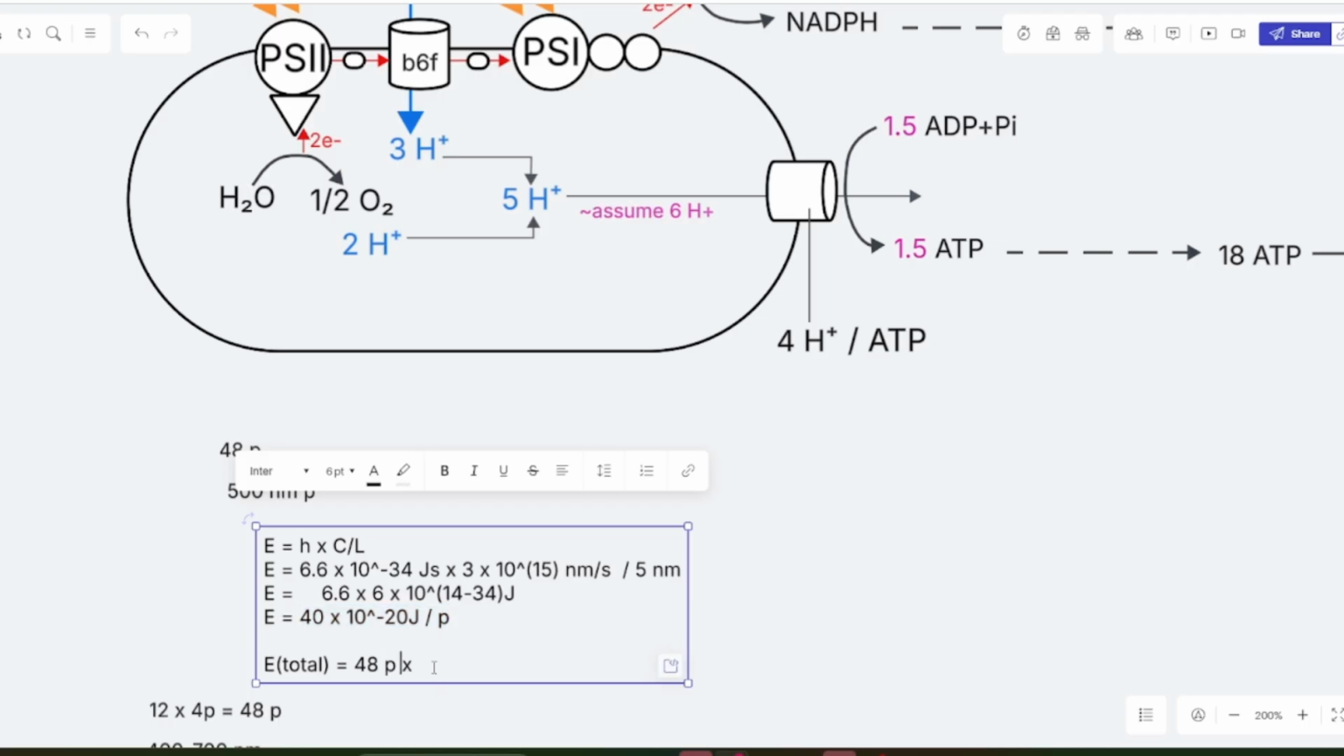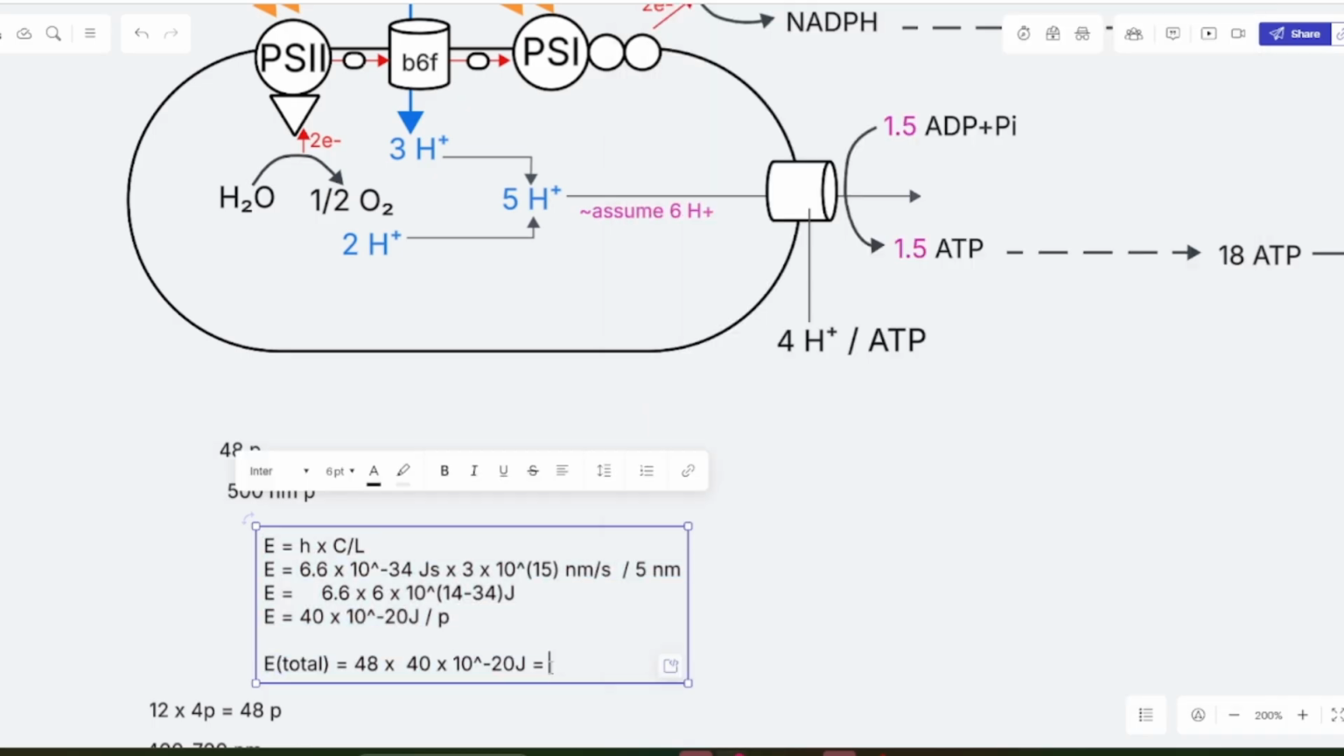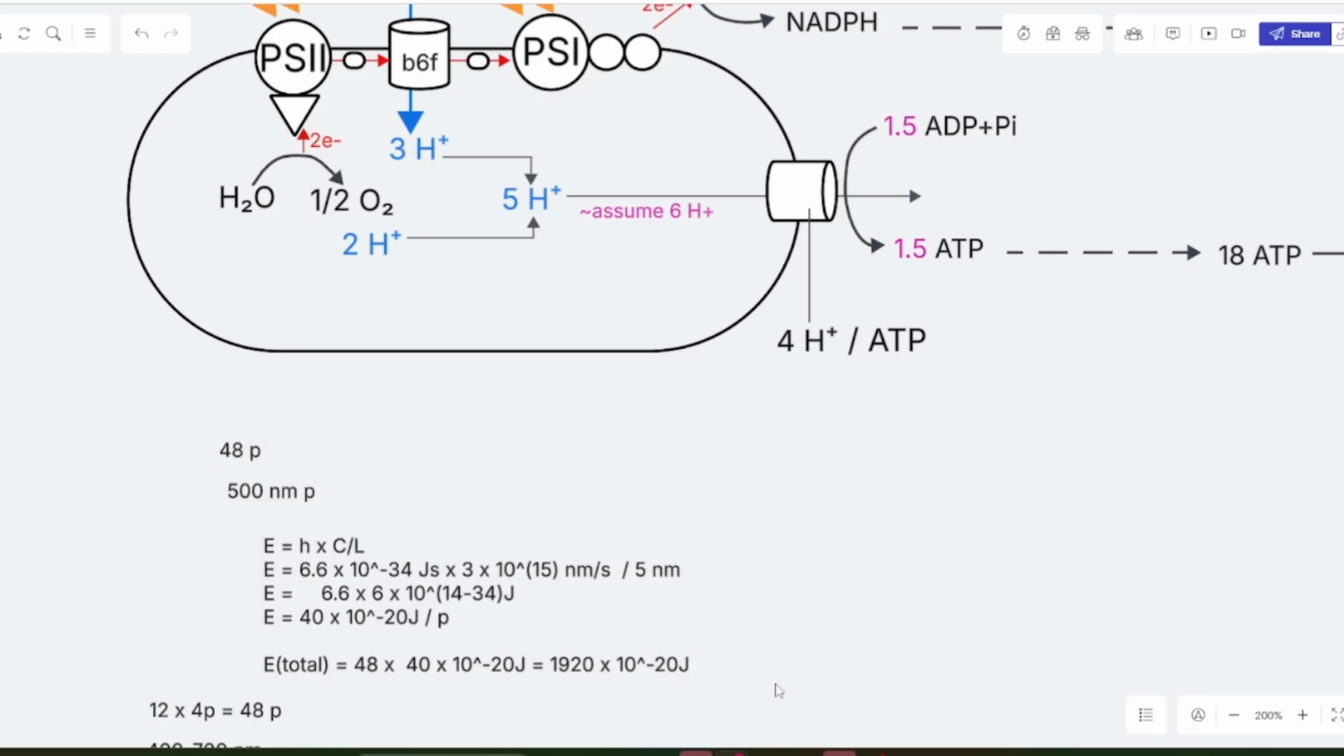48 photons times this number. Photons cancel out, and we are left with this. So let's do 48 times 40, 1920, we'll call that 1.9 times 10 to the negative 20, it's 1,920 times 10 to the negative 20 joules. Okay, and we can simplify that a little bit more.